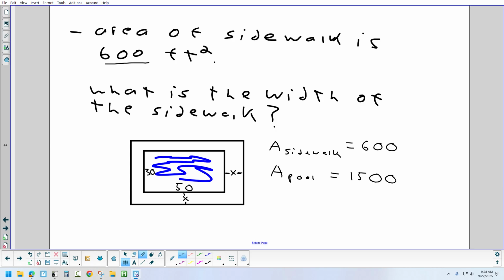All right, so now we've got to come up with an equation. So imagine that I gave you a piece of paper, right? And I said to you, I want you to give back to me just the sidewalk section. If I gave you this whole piece of paper exactly the way it looks right now, and I said, just give back to me the sidewalk part, what would you have to do? You'd have to cut out the inside. You'd have to subtract out the pool.